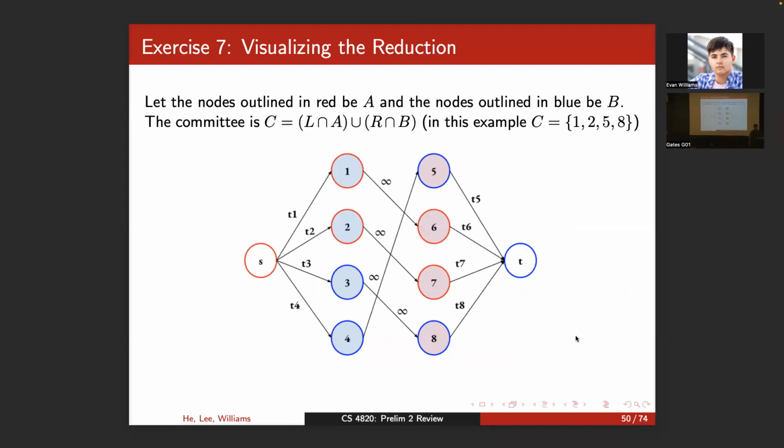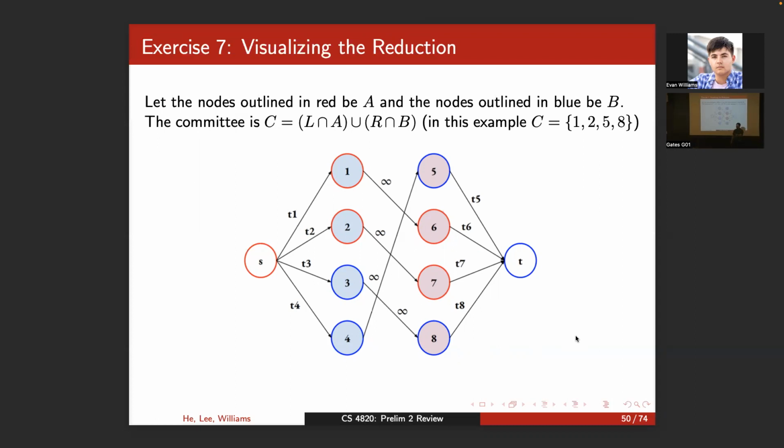And so the committee that you form will depend on the cut, right? And we have arbitrary numbers T1 through T4 and T5 through T8. So I can't necessarily tell you exactly what the min cut is. It'll depend on these integers, right? But suppose that the nodes outlined in red are in A star and the nodes outlined in blue are in B star. If that is the case, then what we said was the committee is going to be L intersect A and R intersect B, right? So the committee that we get is nodes 1, 2, 5, and 8.